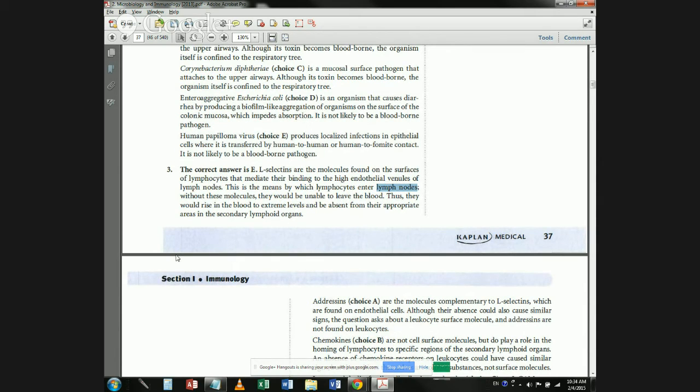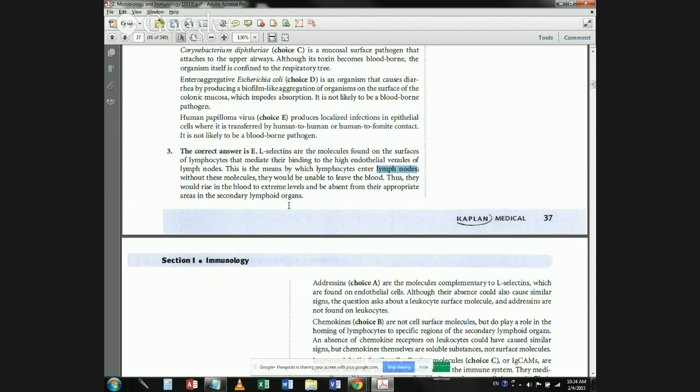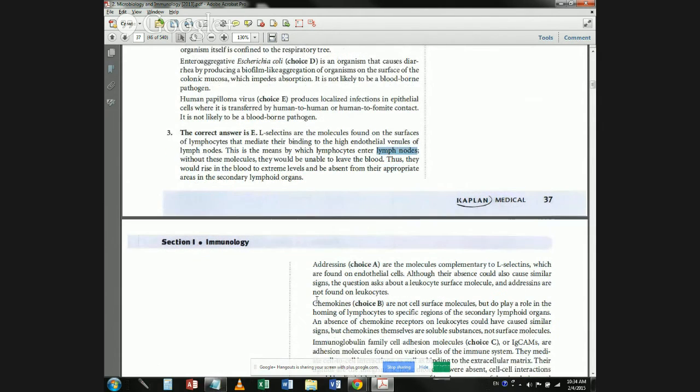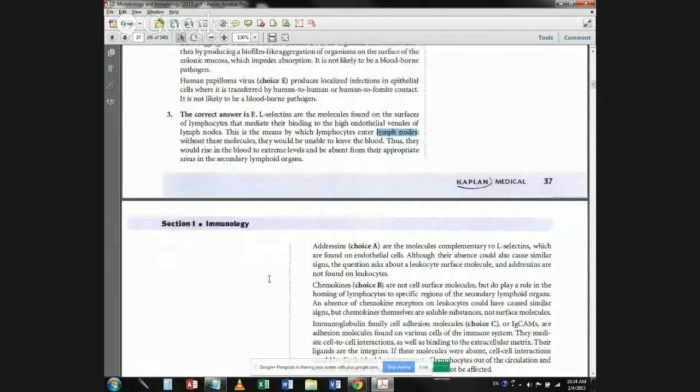I see. So the kid probably didn't have ALL. This is some other disease, and I would like to know the name of this disease. Probably L-selectin deficiency or something. Okay, so let's read the next options.